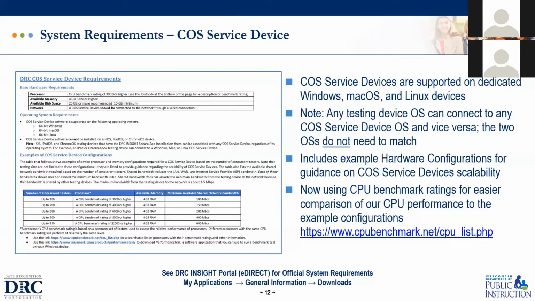So we've used a CPU benchmark of, for example, over 3,000 to be able to support 100 concurrent users. And that way you can take your processor, go to the CPU benchmark, see where you're at, and if it's over 3,000, then you're good to do that. So we found that this is providing a much better comparison for sites to be able to say, what we've tested, DRC's tested, how does that line up to what your processors look like?